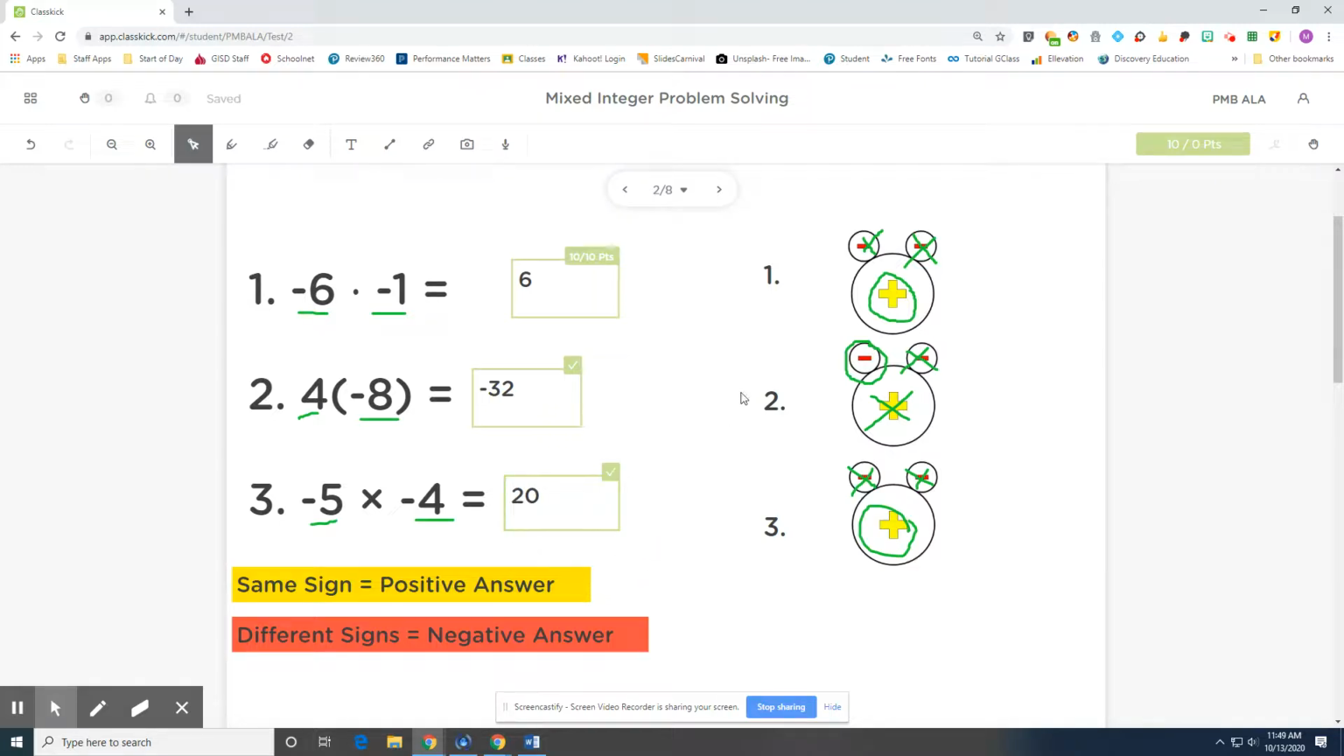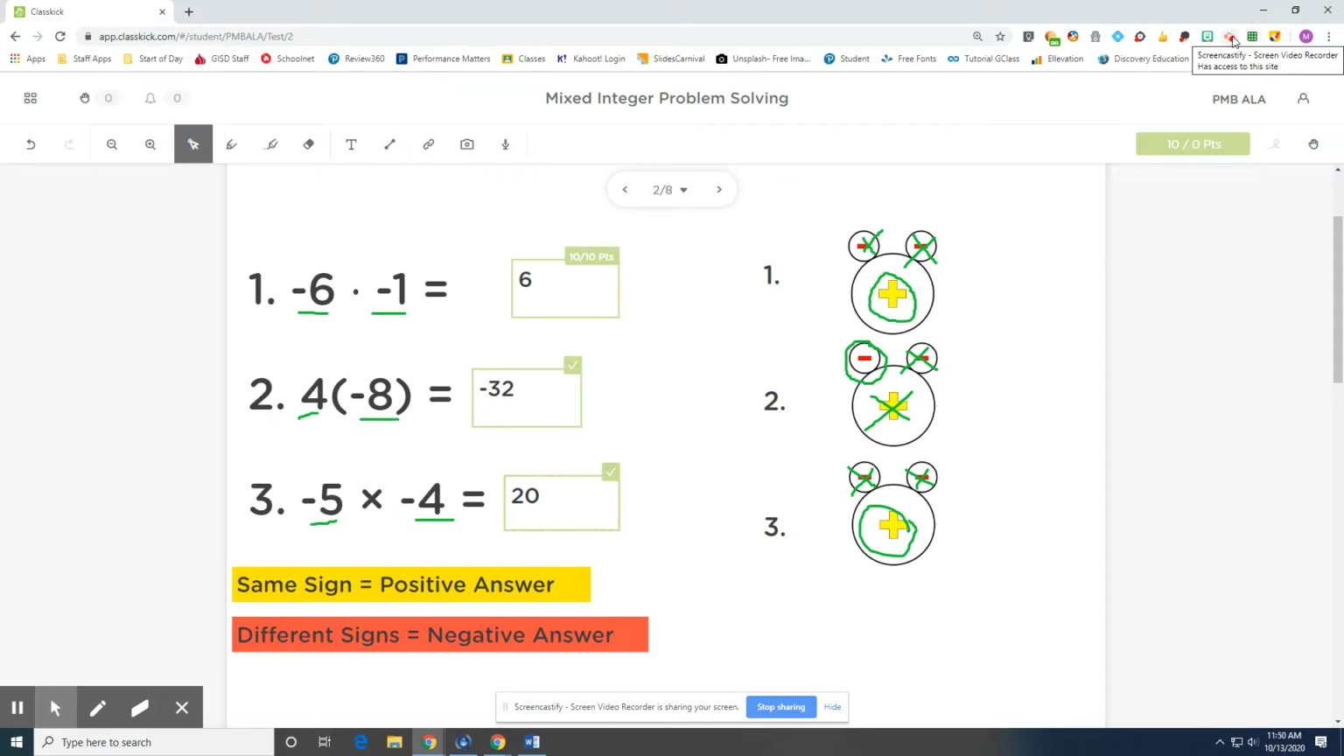So just remember this is how you use the MD circles, and it's really just representative of our integer rules, which are if they're the same sign, the answer is positive. So if they're both negative, the answer is positive. And if they're different signs, meaning one's negative and one's positive, then you have a negative answer. But we just use the MD circles to kind of visualize what that's like.